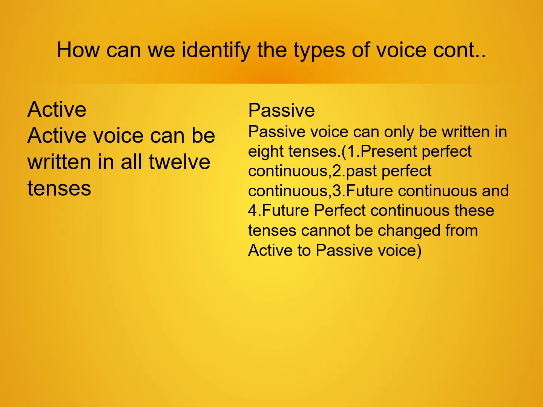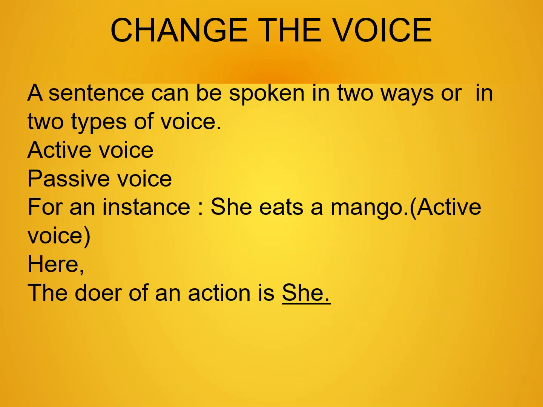In active voice, the sentence can be written in all the 12 types of tenses, whereas in passive voice, the sentence can only be written in 8 tenses, excluding present perfect continuous, past perfect continuous, future continuous and future perfect continuous. In these 4, the active voice cannot be converted into passive voice.